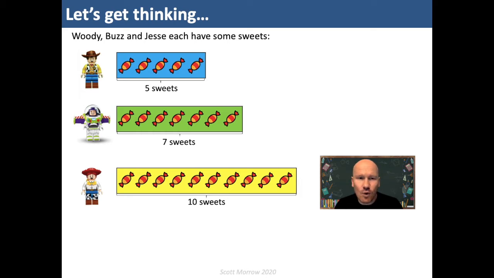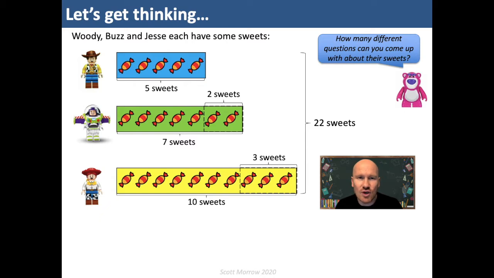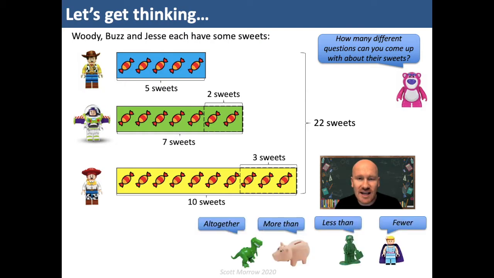So let's fill in the whole amount and the differences. They've got 22 sweets altogether. Buzz has 2 more sweets than Woody, and Jessie has 3 more than Buzz. So I'm interested in how many different questions you can come up with about their sweets. I can use words like altogether, more than, less than, and fewer to help.